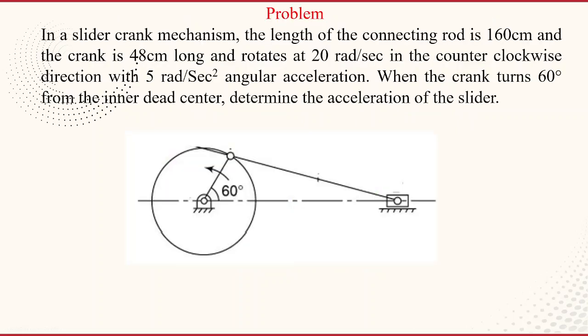In a slider crank mechanism, the length of the connecting rod is 160 centimeters and the crank is 48 centimeters long and rotates at 20 radians per second in the counterclockwise direction with 5 radians per second square angular acceleration. When the crank turns 60 degrees from the inner dead center, determine the acceleration of the slider. Now we are going to find out the acceleration of the slider.